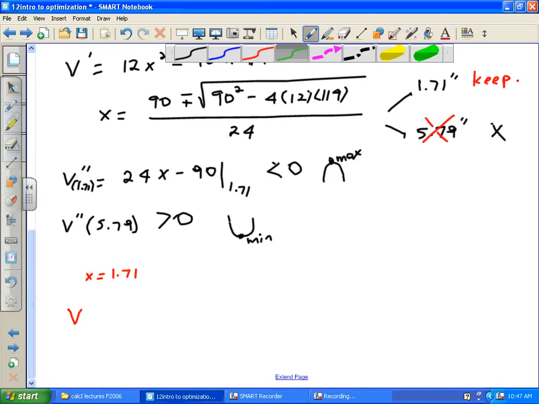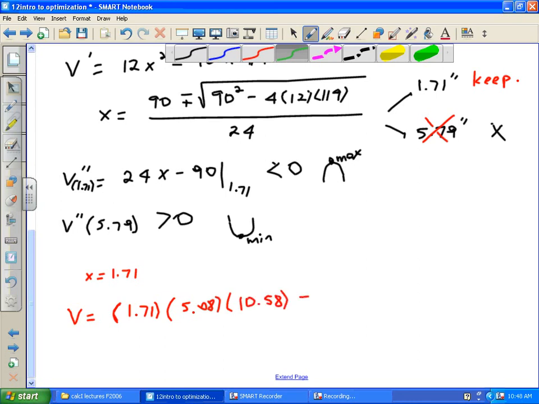The volume will be, so you have to multiply 3 dimensions, right? One dimension will be 1.71. What about the other dimension? Do 8.5 minus 2 times 1.71. So that dimension seems to be 5.08. And for the other side, do 14 minus 2 times x. And that dimension seems to be 10.58.